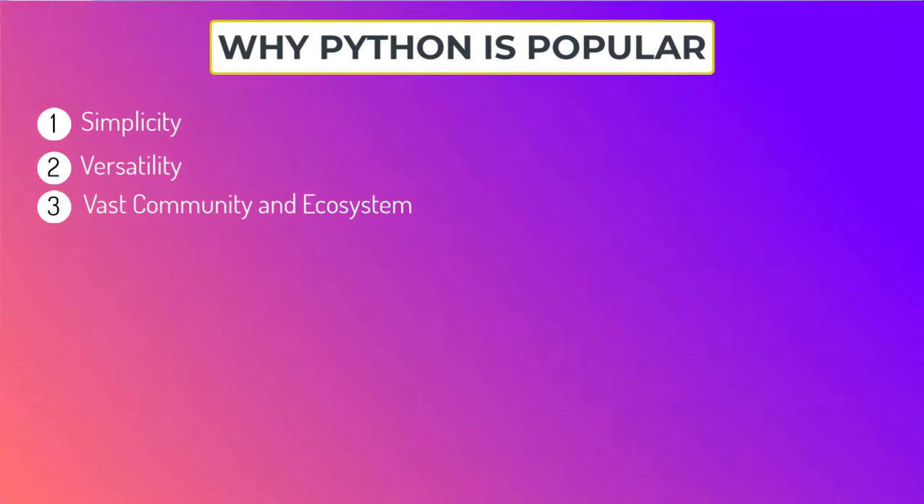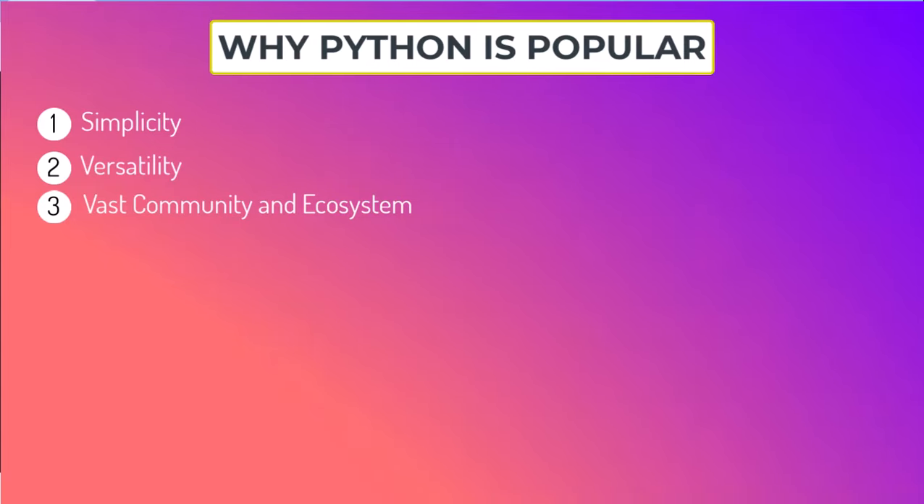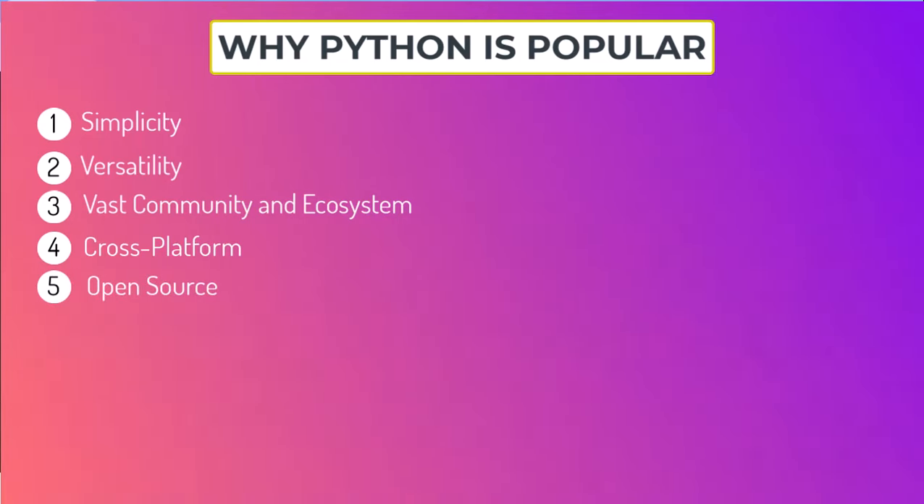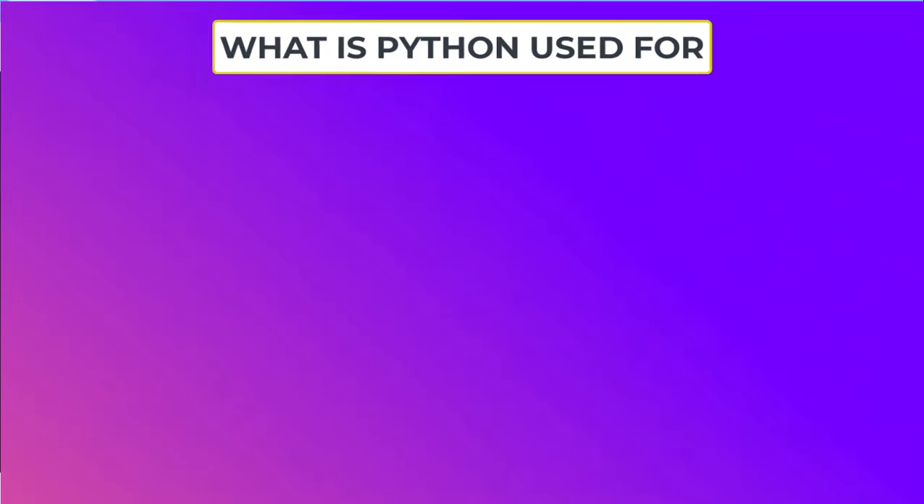Third, Python has a massive and active user community contributing to an extensive collection of libraries and frameworks. Fourth, it is cross-platform. Python is available on various platforms: Windows, Mac OS, and Linux. Fifth, it is open source, which means it's freely available and open to contributions and improvements from the global development community.